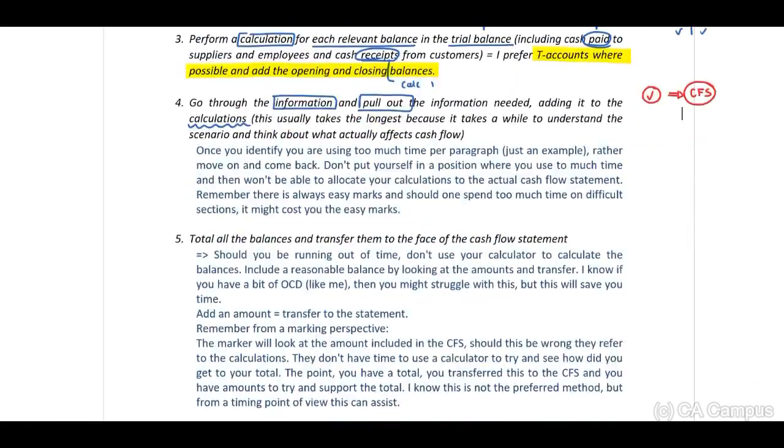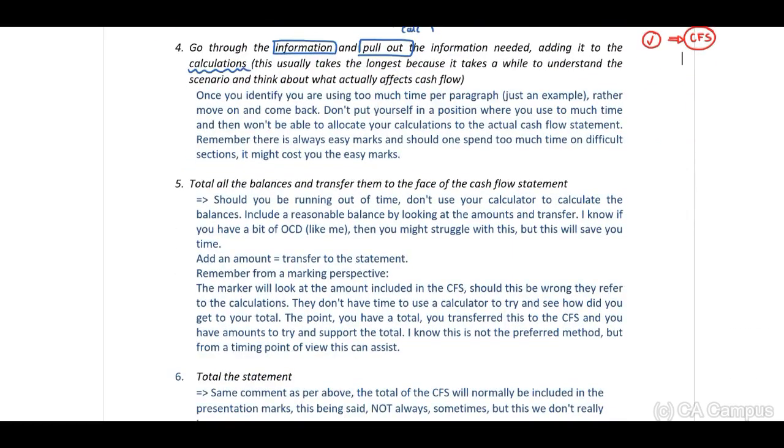Then step number 5. Bear with me, I'm going to read through this briefly. Total all the balances and transfer them to the face of your cash flow statement. Remember, if you're not going to transfer your calculations, they're not going to mark your calculations. The requirement states that you need to prepare the cash flow statement.